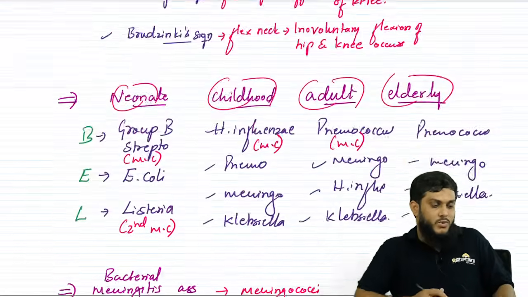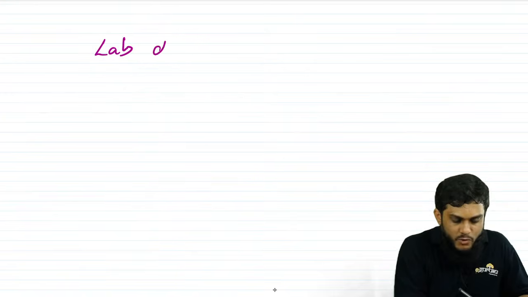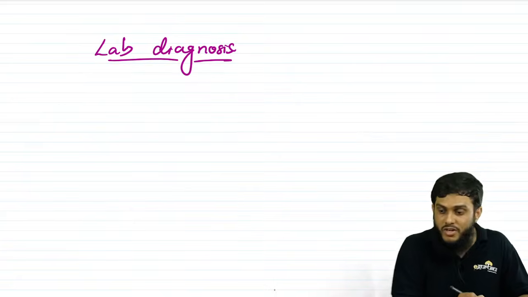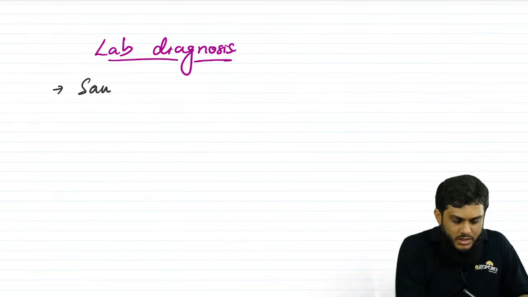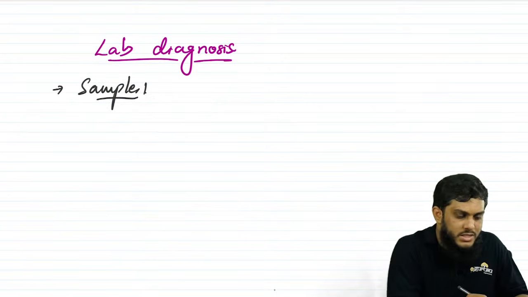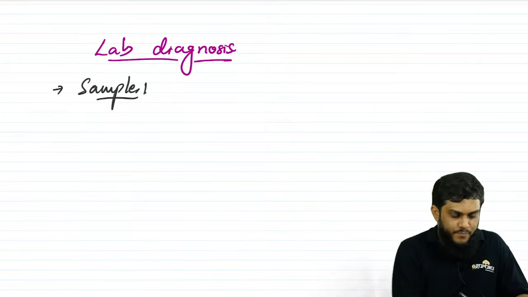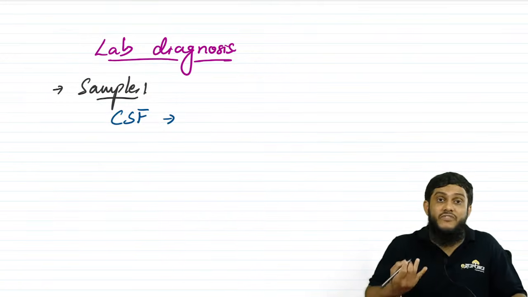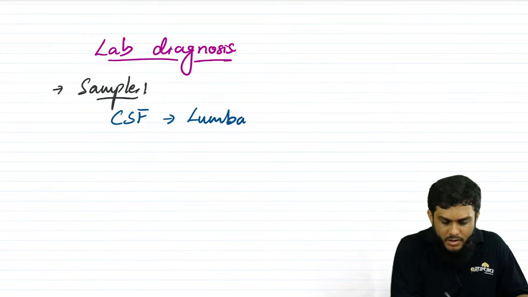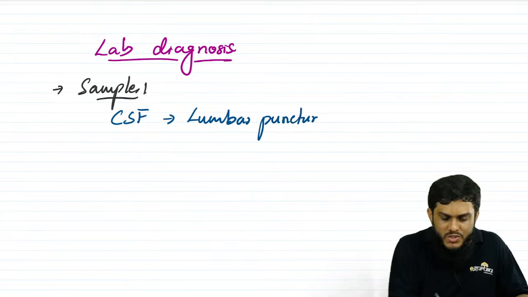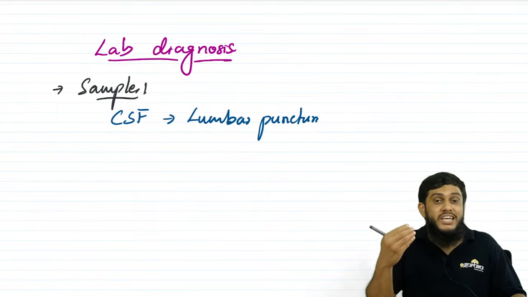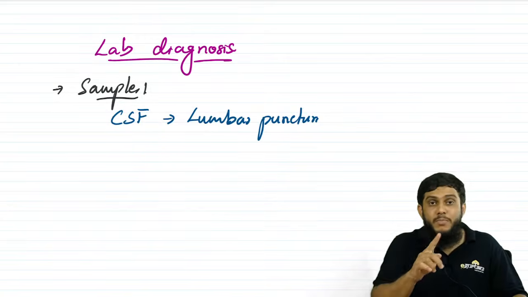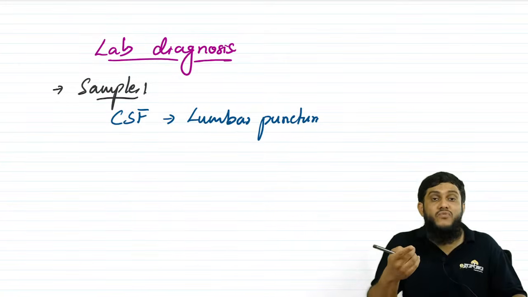After clinical diagnosis, we have to confirm it by lab diagnosis. When we talk about the lab diagnosis, the first thing we need to know is the sample collection. As we all know, CSF is the sample which is collected, and the most common method of CSF collection is lumbar puncture, that is introducing the needle in the lumbar area, especially between L3, L4, or we can also select L4 and L5.